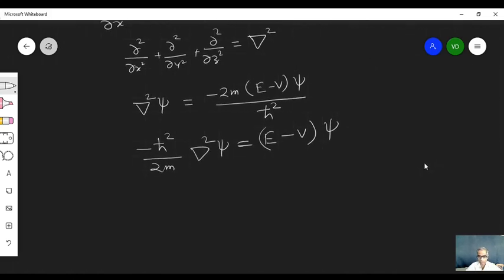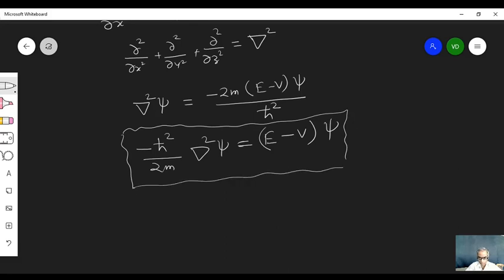And this is the popular form of the Schrodinger equation. Normally we write it in this form. Also we can say this is Schrodinger's time independent equation, because there is no time term now. There is no del 2 psi by del t square term. So therefore it is called the time independent equation.